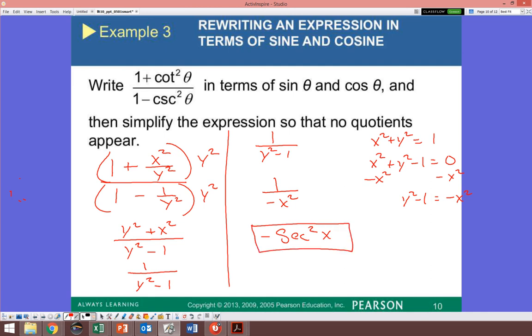So we started with this. Use terms of sine and cosine. And my last final step that I did was no quotient. Simplify the expression so that no quotients appear, so that there's no fractions in this. So now I simplified it down all the way here, and then I was able to simplify it down to a secant by itself. There's no longer any fractions here.